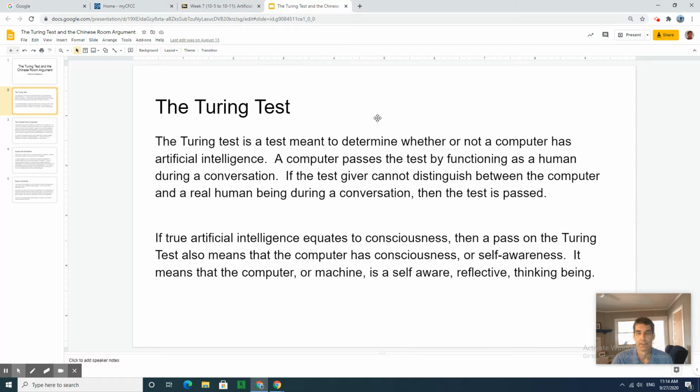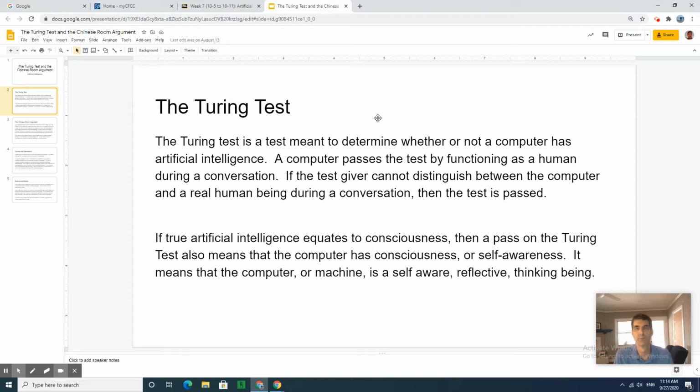So the Turing test is a test meant to determine whether or not a computer has artificial intelligence. The computer passes the test by functioning as a human during a conversation. If the test giver cannot distinguish between the computer and a real human being during a conversation, then the test is passed. So the idea is that you would engage in a conversation with something that you didn't know if it was a human or a computer.